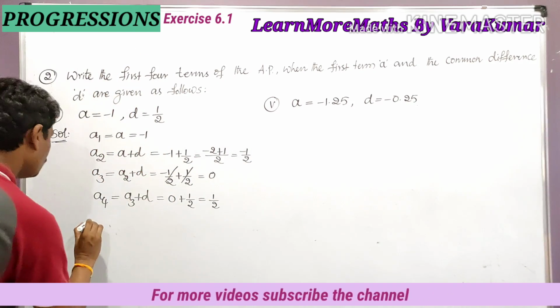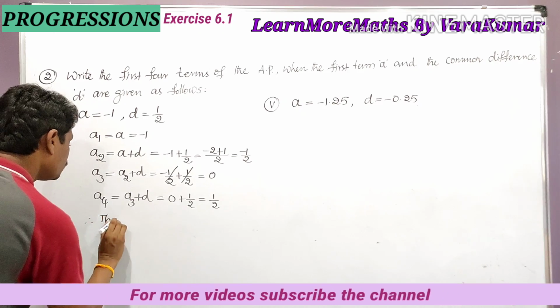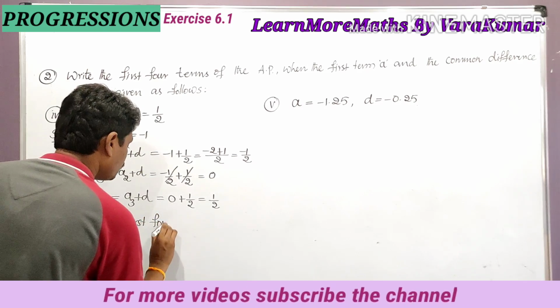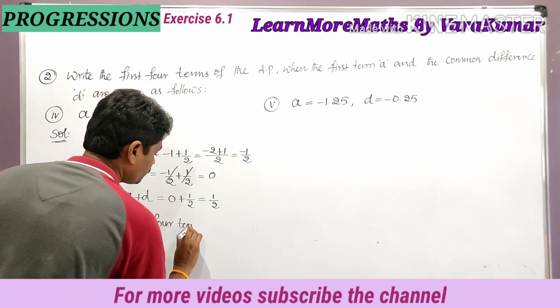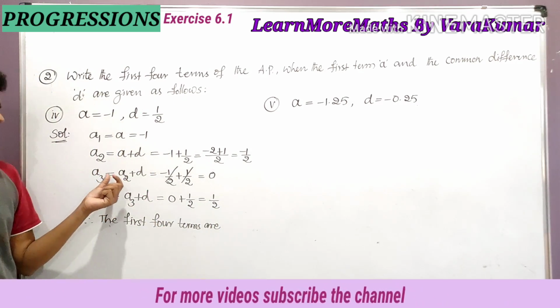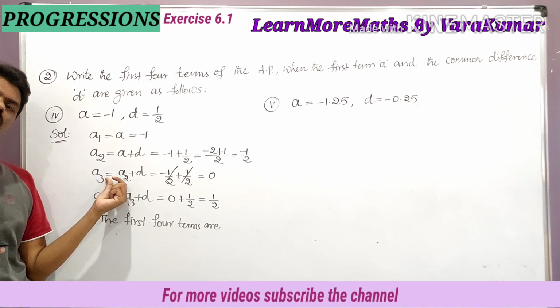So therefore the first 4 terms are listed. Student, in the second method we can find a3, which can be written as a plus 2d.